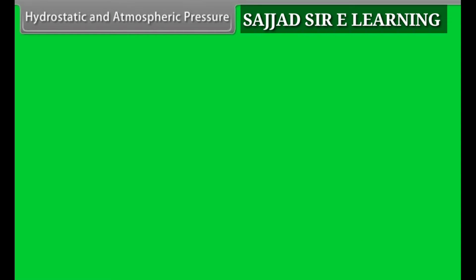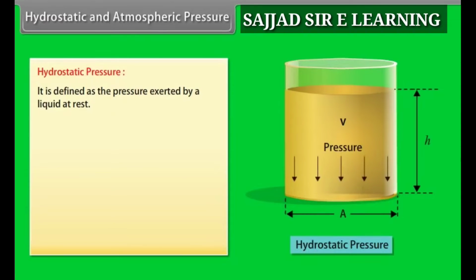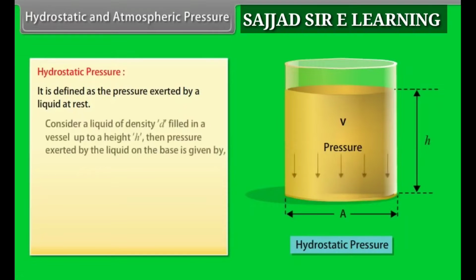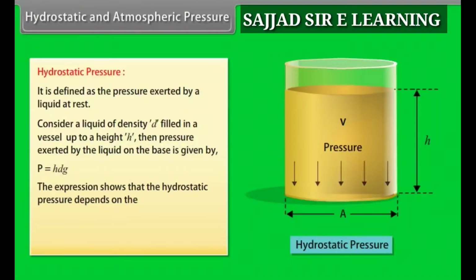Hydrostatic and atmospheric pressure. Hydrostatic pressure is defined as the pressure exerted by a liquid at rest. Consider a liquid of density d filled in a vessel up to a height h. Then, the pressure exerted by the liquid on the base is given by P equals h d g. The expression shows that the hydrostatic pressure depends on the vertical height of the liquid and the density of the liquid.